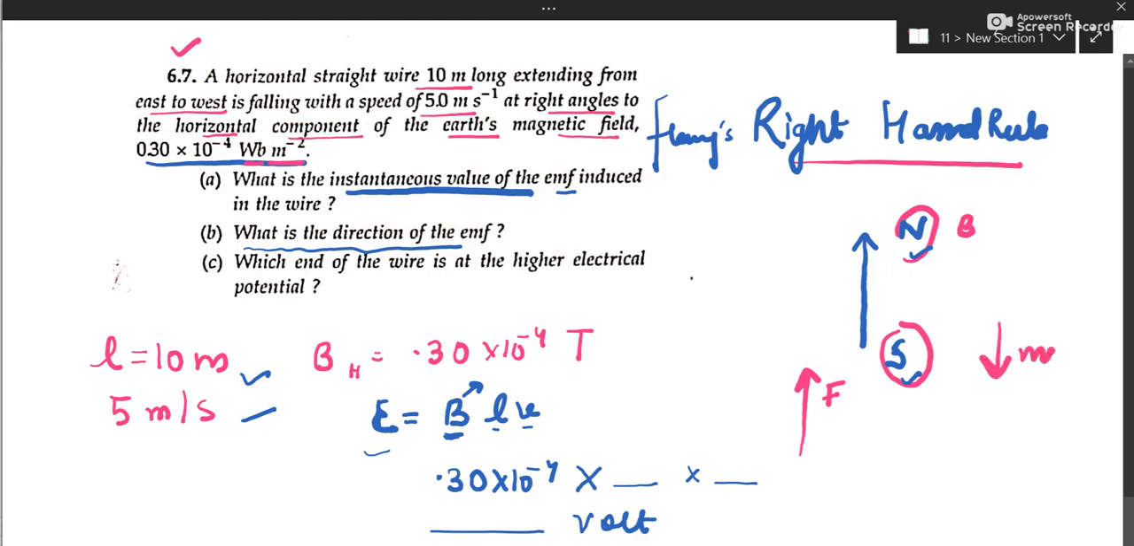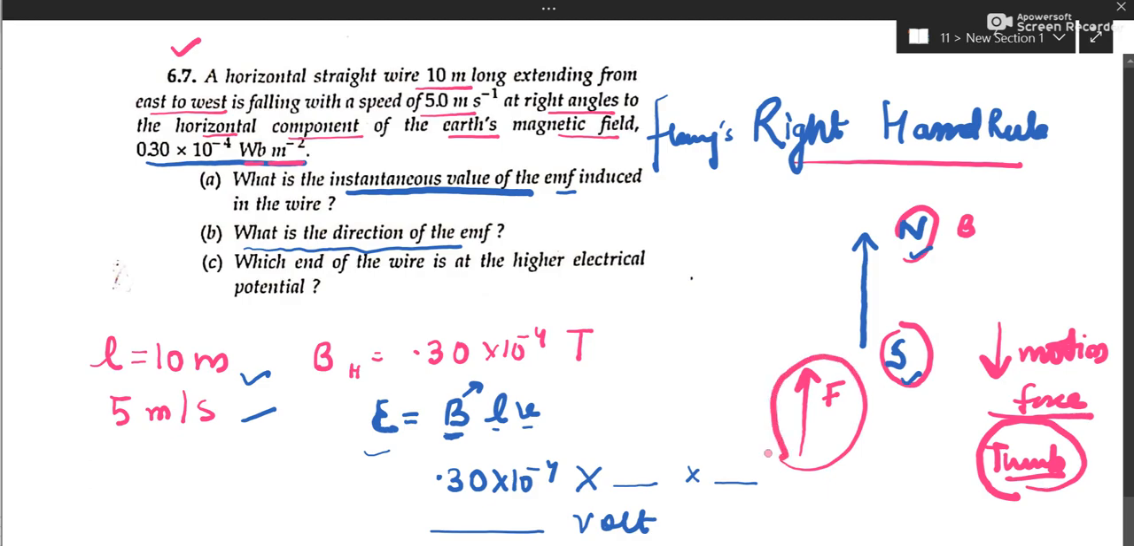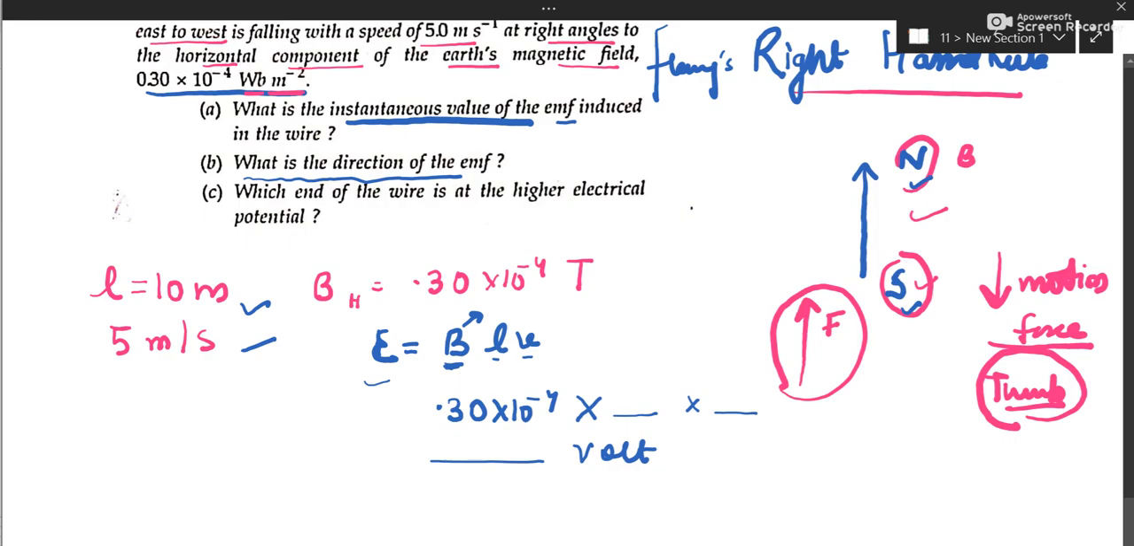So motion is down towards the floor. Motion means force. Force means thumb. Right hand thumb should be towards the floor. First finger should be away from you, south to north. Now tell me, where is the second finger pointing? When I am arranging like this, I could see my second finger is this way. This is my first finger. Thumb is towards the floor. First finger this way. And second finger is pointing to this.